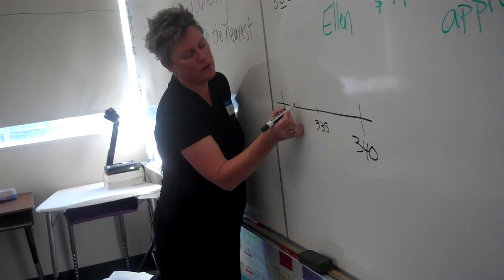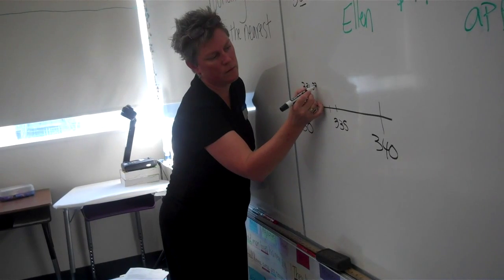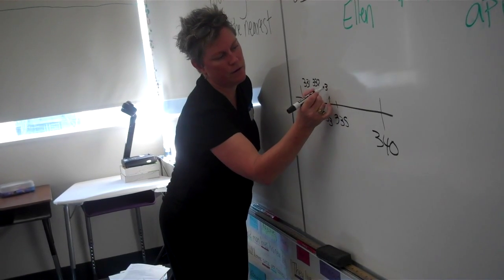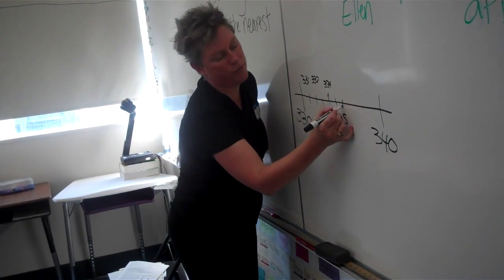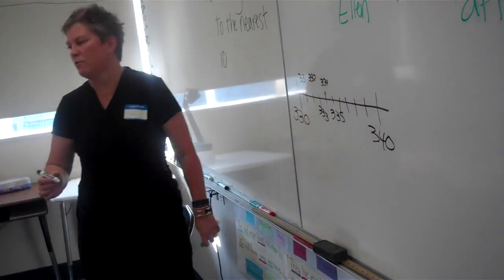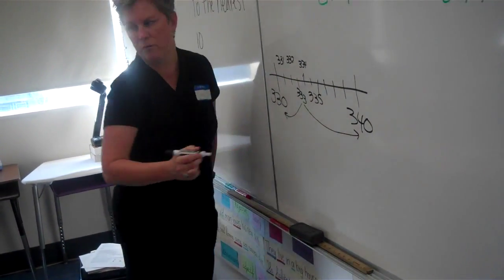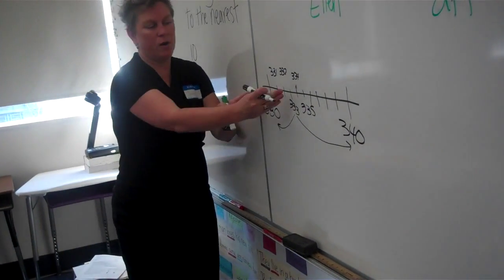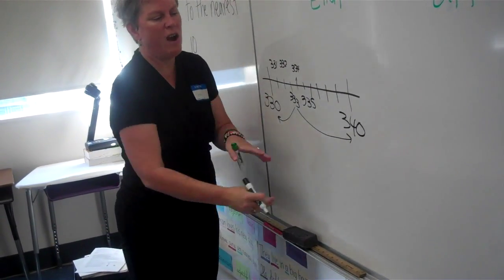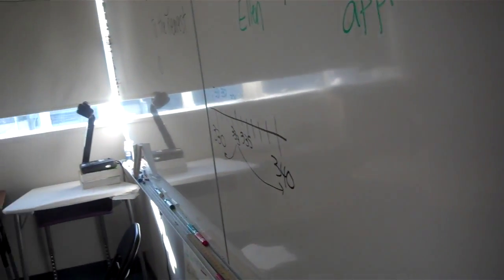So, let's see. We've got 1, 2, 3, 4, 5. Does that make sense? I don't have enough space, do I? This one right here, 334, 335, 336, 337, 338, 339, 340, right? So where is 333? Is it closer to 330 or closer to 340? How far away is it? Somebody told me earlier, 3 ones away. How far away is it from 340? 7. Everybody? 7 ones.